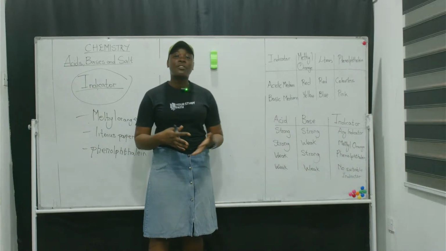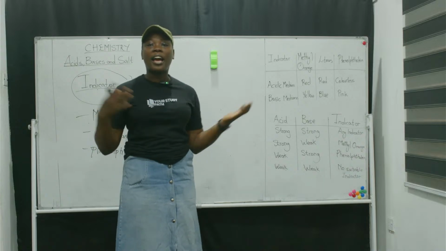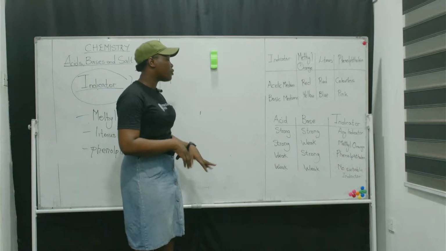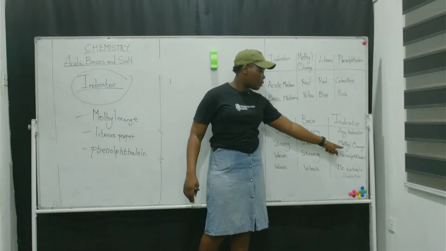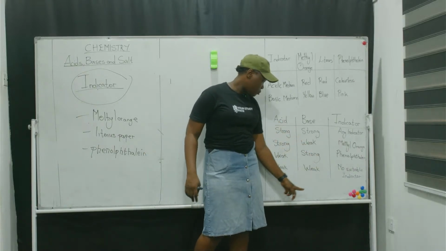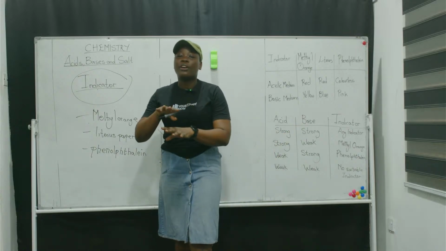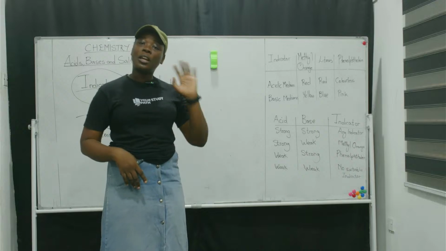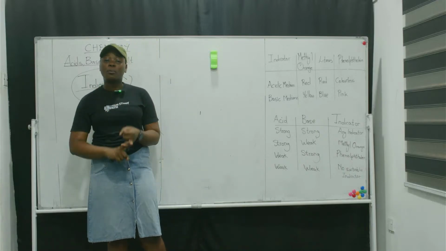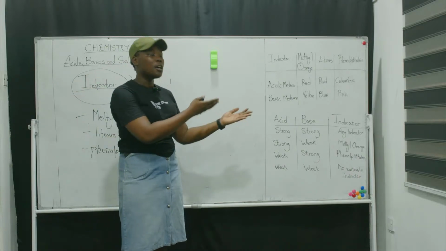For a titration that involves strong acid and strong base, any indicator can be used. If it involves strong acid and weak base, then methyl orange will be used. If it involves weak acid and strong base, phenolphthalein will be used. When it involves weak base and weak acid, there is no suitable indicator. Let me take that again. For strong acid, strong base, any indicator can be used. For strong acid, weak base, methyl orange. Then for weak acid, strong base, it is phenolphthalein.